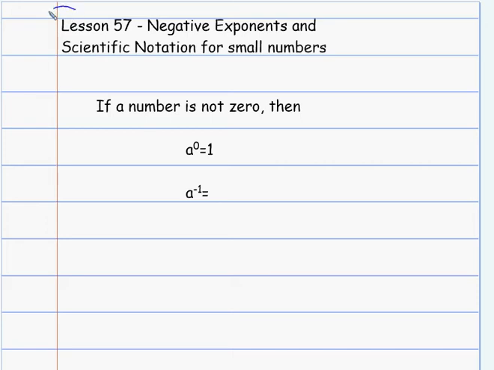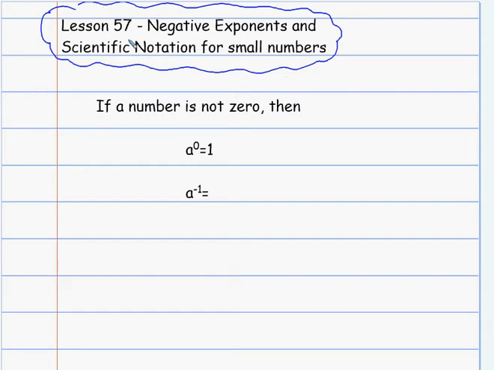Class. This is Course 2, Lesson 57, Negative Exponents and Scientific Notation for Small Numbers. We've talked about laws of exponents, and here are two new ones that you may not be familiar with.